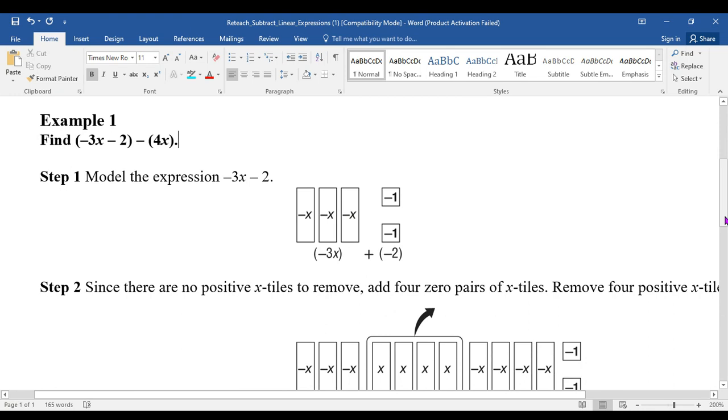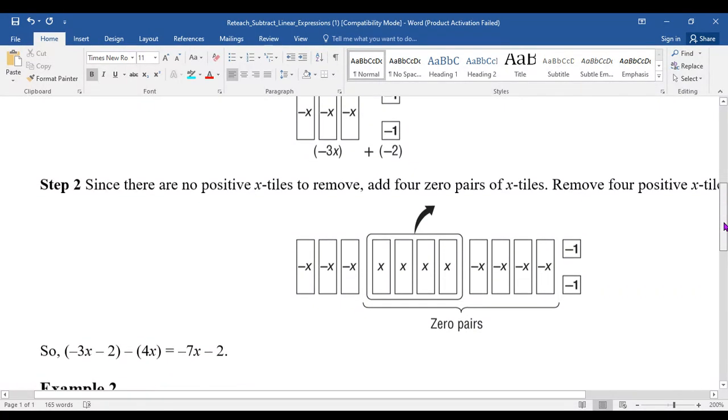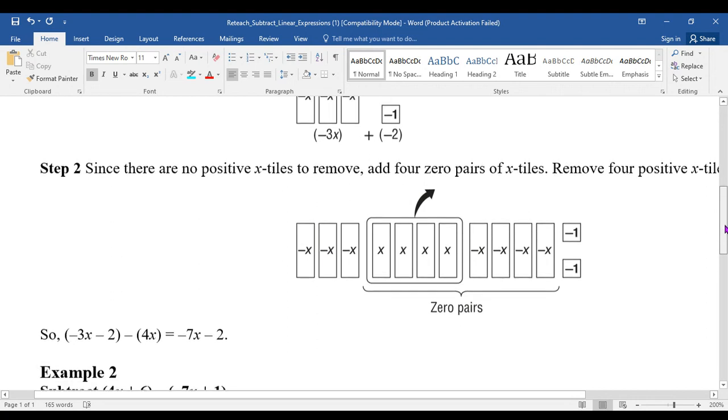Example 1, find negative 3x minus 2 minus the quantity of 4x. So using models, they set up the first part. You have negative 3x, and then they have two negative 1s. And since there are no positive x tiles to remove, they added 4 zero pairs of x tiles. And then they removed the 4 positive x tiles.